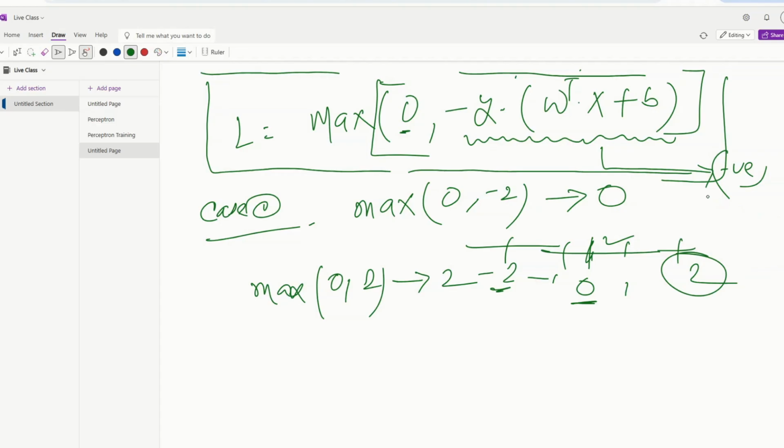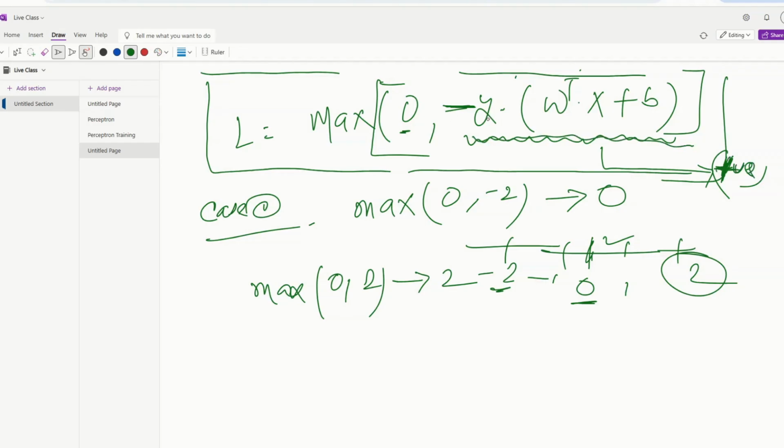Okay, let's suppose for the time being this term becomes negative, then the loss function becomes what? Max of 0 and a positive? Yeah, because I already have a negative term. Okay, so let's suppose this term becomes positive.